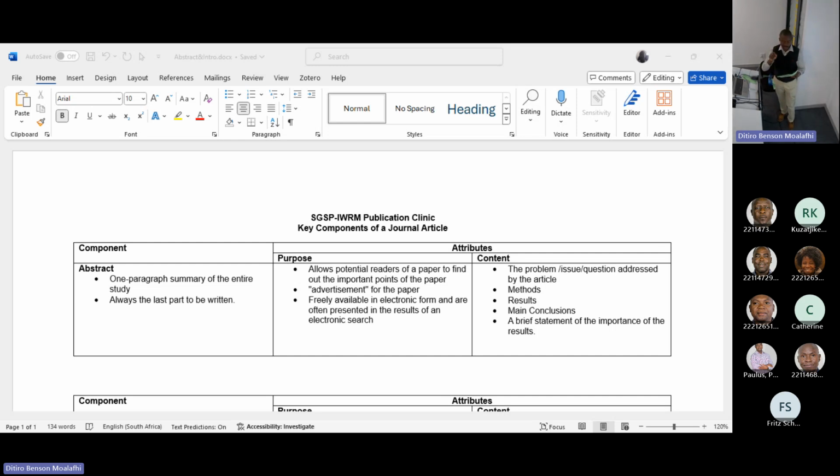You're going to find what did you do, the methods. You're going to find what did you find out? And ultimately, how does your study advance the field? Those are the key tenets of the abstract, which we are very much looking for. So it's usually a 1-paragraph summary of the entire study, which is always the last to be written. And we hope these checklists help you, in which we have some summarized key points as you go through your publication development. It allows potential readers of a paper to find out the important points of the paper.